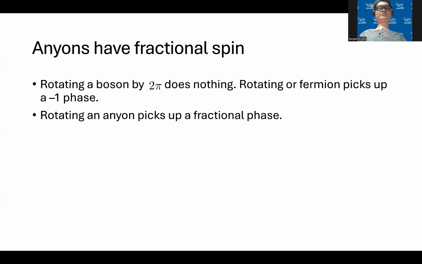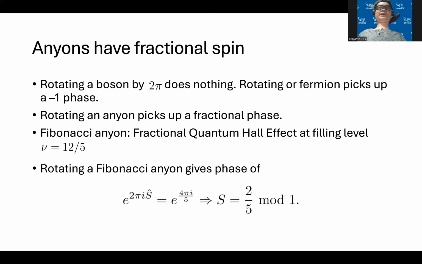Now, one particularly promising anyon is the Fibonacci anyon, and this occurs in the fractional quantum Hall effect. It turns out that when you rotate a Fibonacci anyon, you get a phase of e^(4 pi i/5). You can also think of this as saying it has a fractional spin of 2/5, which is pretty cool. Now, I want to show you how this sort of weird coolness can be translated into quantum computation.